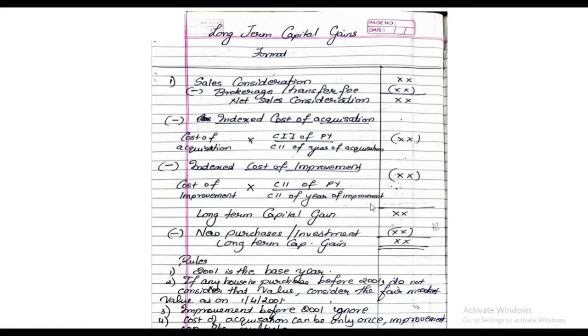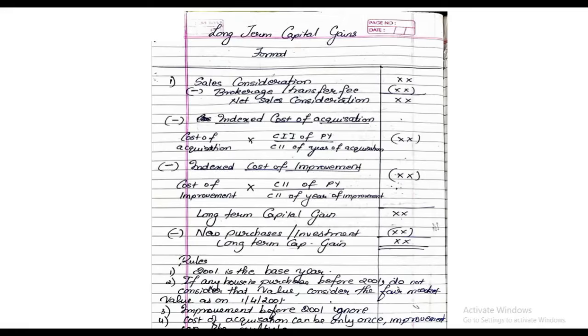Now before solving the sum, there are a few rules that we need to note down. Number 1, 2001 will be called the base year. If any house is purchased before 2001, do not consider that value. Consider the fair market value as on 1st April 2001. The improvement before the year 2001 should be ignored. And the cost of acquisition will only be once in the question, but improvement can be multiple times. There can be more than one improvement in the sum. Those are the basic rules that have to be remembered.